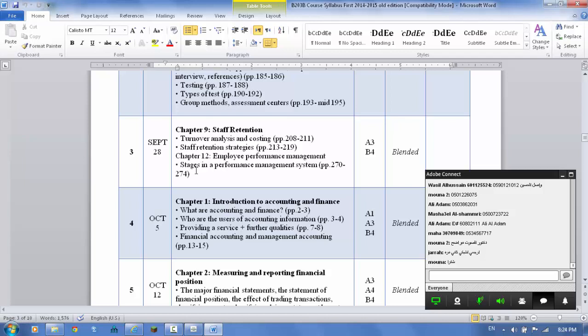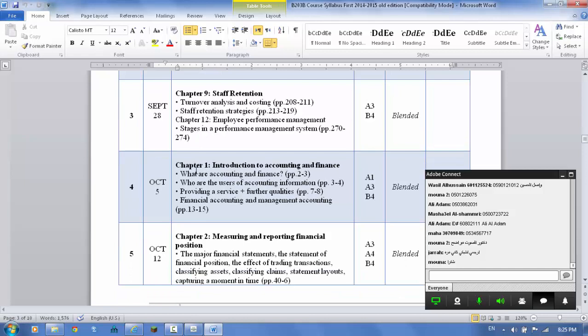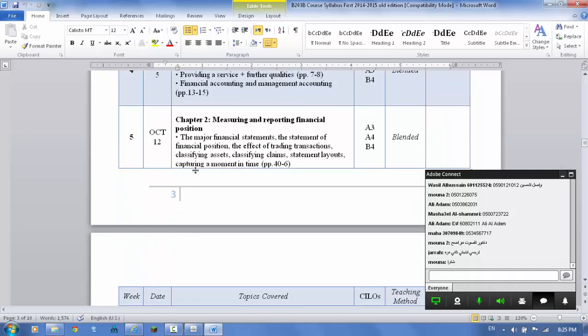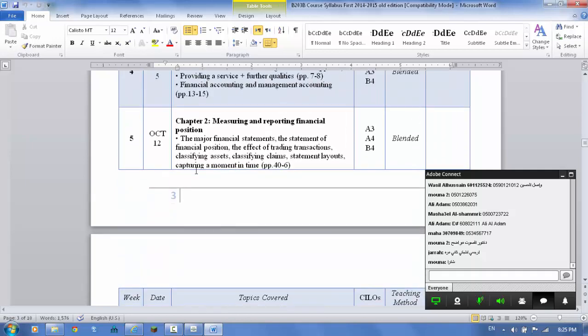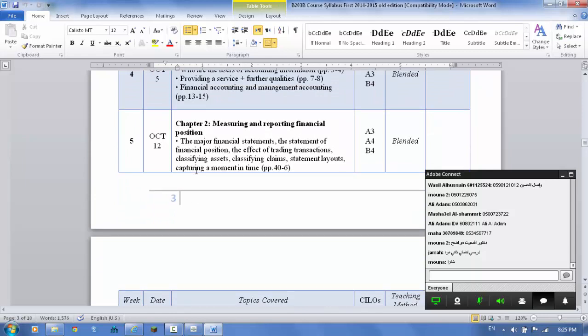in the fourth week we will take chapter 1 of accounting part, and in chapter 1 we will discuss introduction to accounting and finance, some definitions, some thoughts, some theories about accounting and finance. Okay, then we will take chapter 2, and chapter 2 is related to income statement.